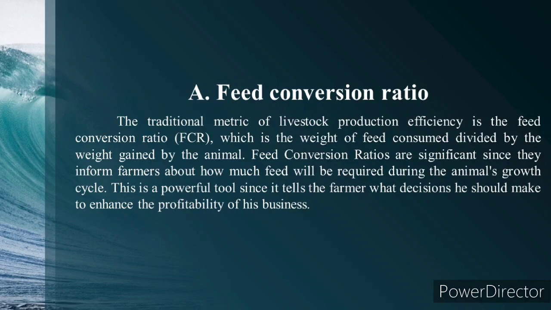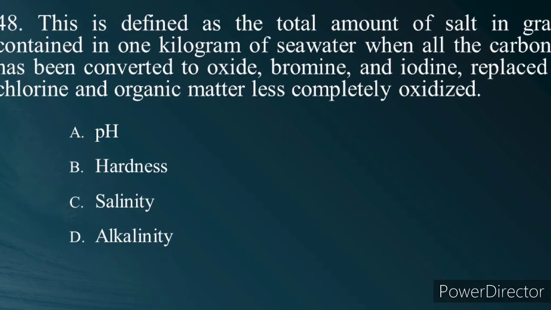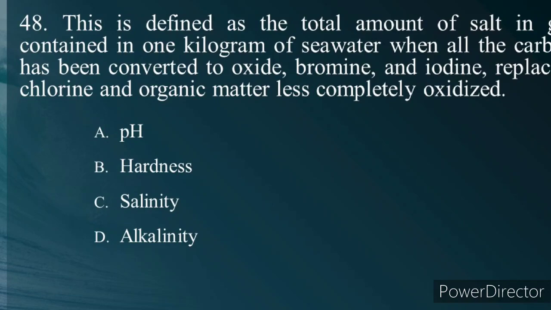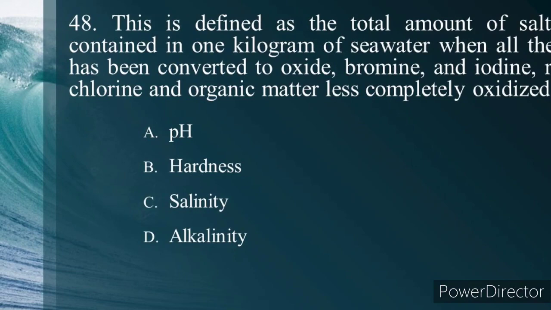Number 48. This is defined as the total amount of salt in grams contained in 1 kilogram of seawater when all the carbonate has been converted to oxide, bromine and iodine replaced by chlorine, and organic matter completely oxidized. A. pH. B. Hardness. C. Salinity. D. Alkalinity. The answer is C.